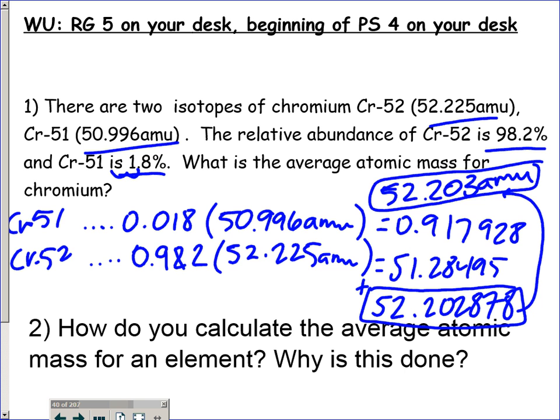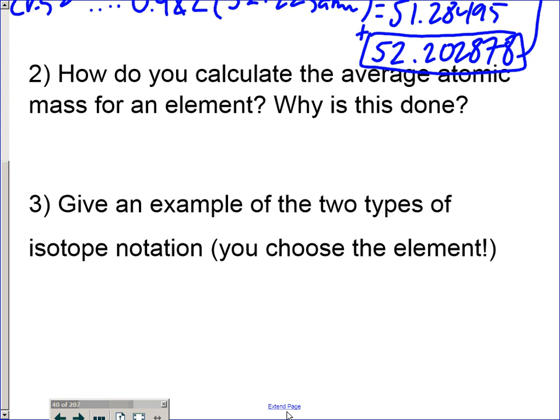Everybody find chromium on their periodic table? Have the periodic table out for me, so at least one of your partners can pull it out so you can reference it. Which location is it on the periodic table? Right there, smack dab in the middle of the transition metals, but towards the top. And what is its average mass? 52.00, right? So that periodic table has a slightly different average than what we calculated, but we're pretty darn close. So that's how you can check your work in a test-like situation, so you're not too far off.